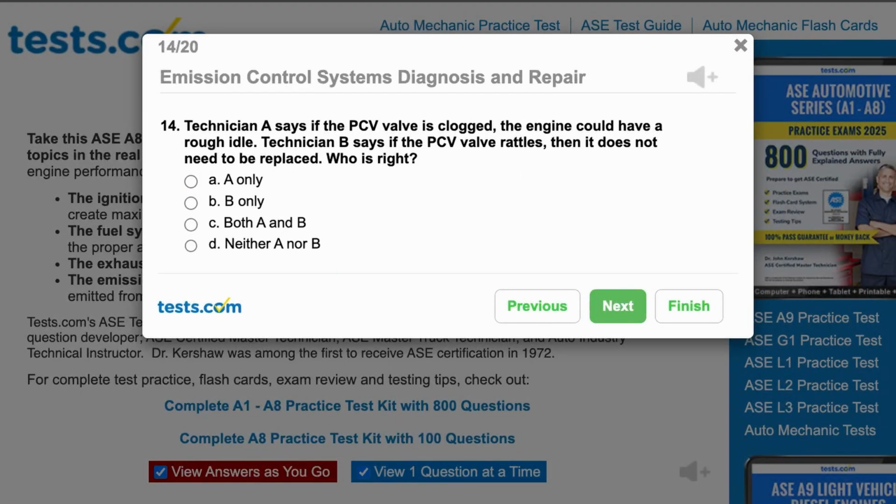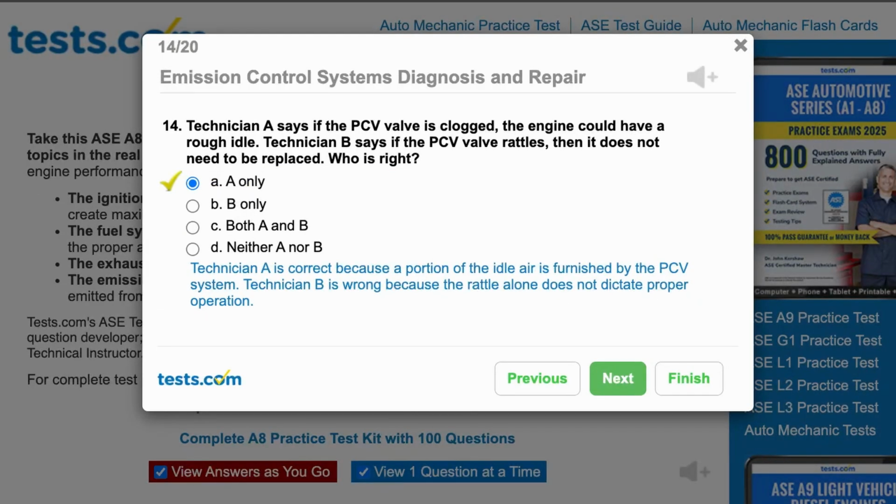Question 14. Technician A says if the PCV valve is clogged, the engine could have a rough idle. Technician B says if the PCV valve rattles, then it does not need to be replaced. Who is right? A. A only. B. B only. C. Both A and B. D. Neither A nor B.